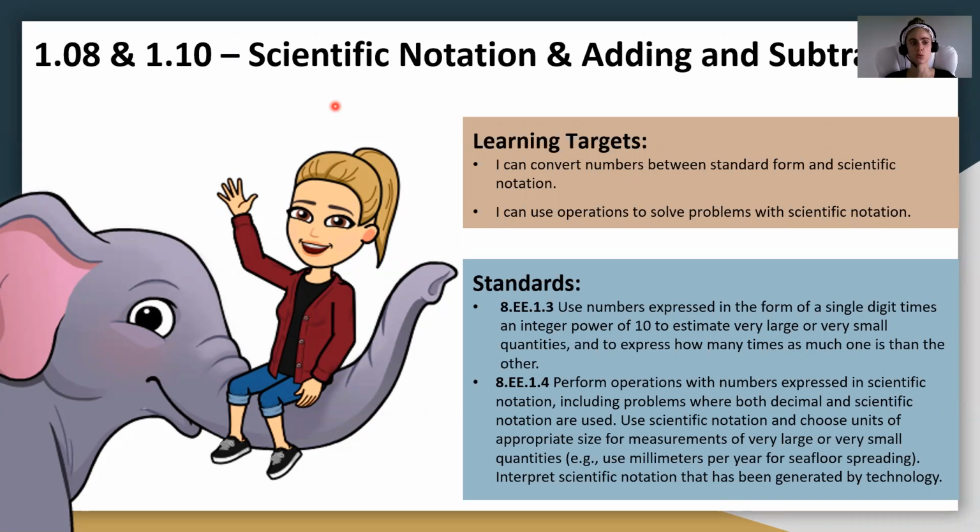We are going to cover 1.08 and 1.10, scientific notation, and then adding and subtracting within scientific notation. One thing you need to make sure is that you've completed both of these modules on OMHS. OMHS is that main page where you have all of your courses. If you haven't completed both 108 and 110, please pause this video, complete them, and then come back and watch, because that is always the order we need to do things in.